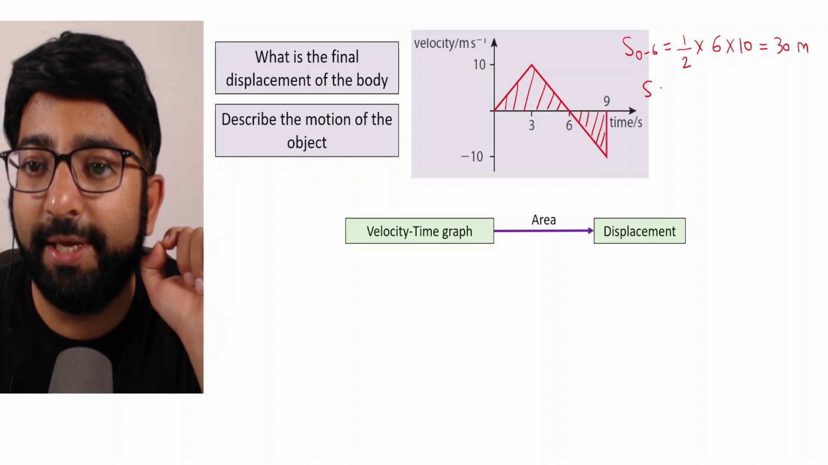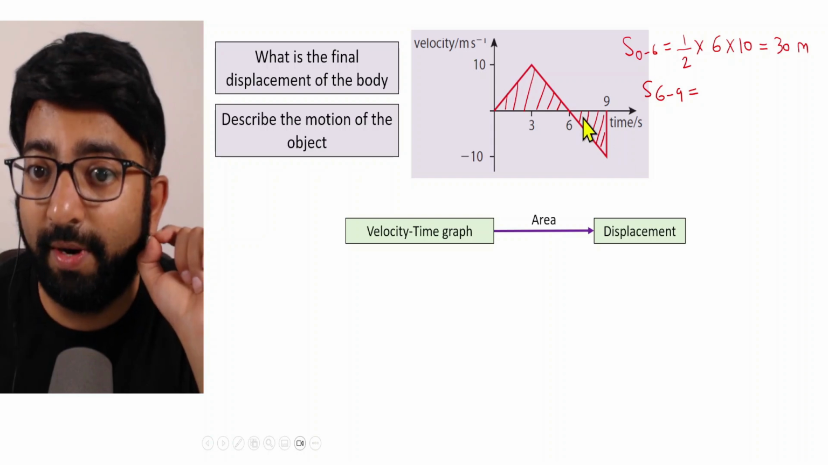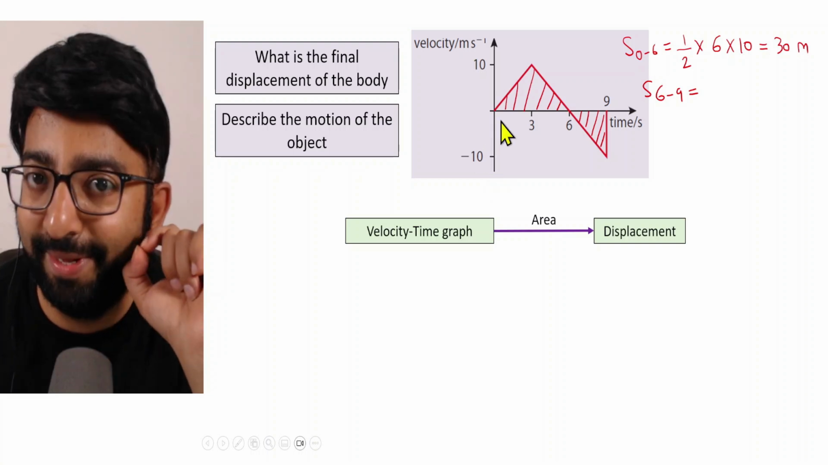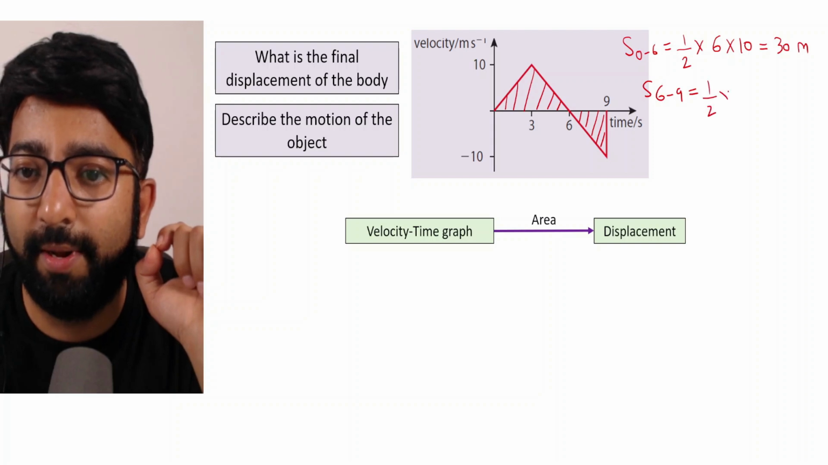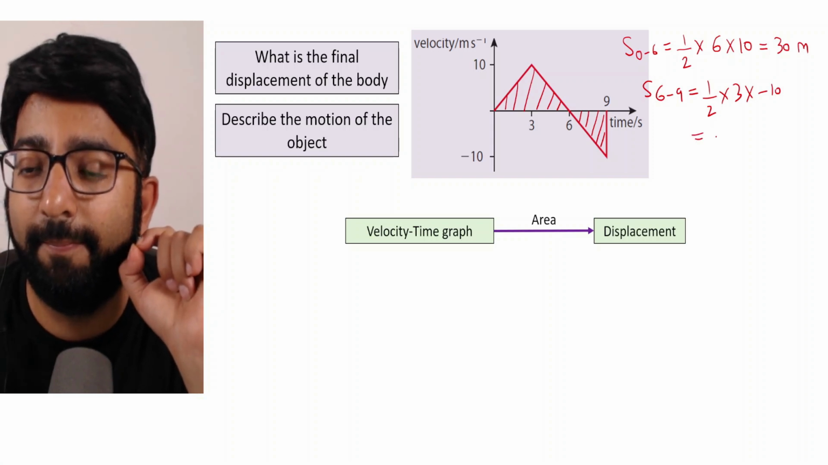So the displacement from 6 to 9 seconds will be equal to area of this triangle. Base of this triangle is 9 minus 6, which is 3 units, and the height of this triangle is 10, but in the negative direction. So we can take minus 10. So area of this triangle will be half multiplied by 3 multiplied by negative 10. And if we simplify this, we will get negative 15 as our answer. But the question wanted us to find the total displacement. So we will add these two values, 30 plus negative 15, which is just 30 minus 15.